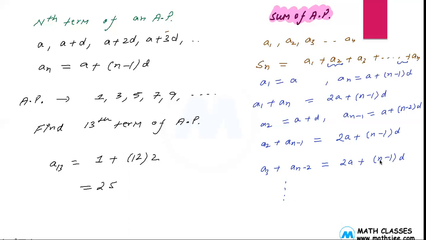And do remember this property of the AP: if you take the sum of the first term from the beginning and the first from the last, or the sum of the rth term from the beginning and the rth term from the last, which is the same as the second term from the beginning and second from the last, third from the beginning and third from the last. If you add them correspondingly, their sum will always be the same. We'll make use of this to find the sum of the AP. So now try it out.